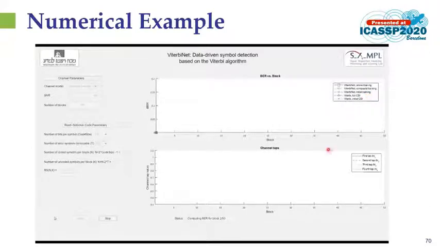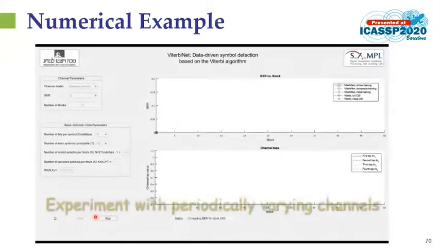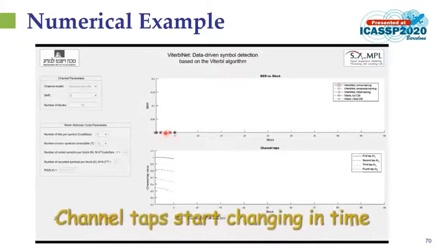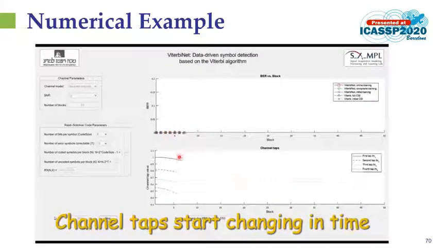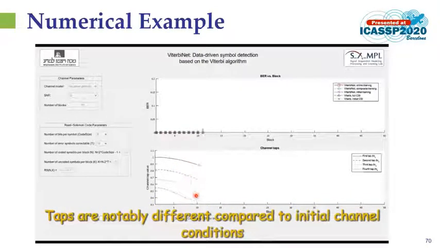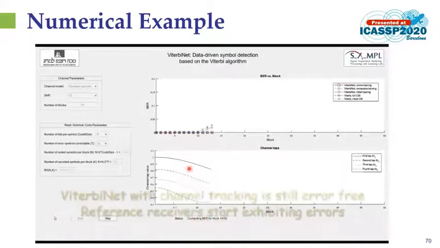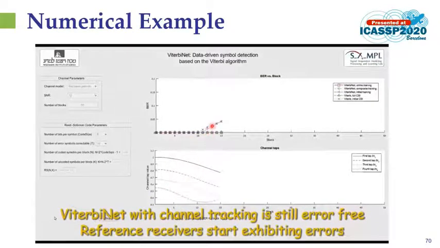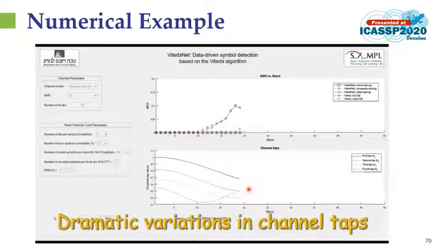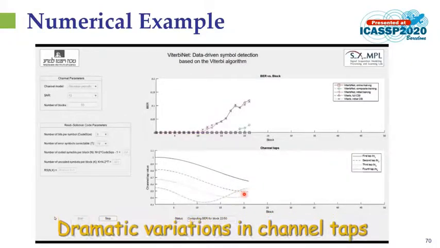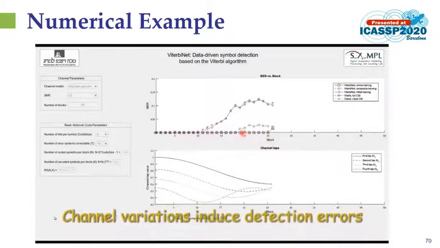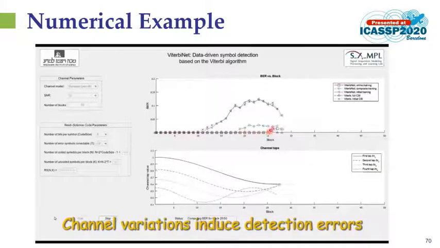and Viterbi, which only knows the first channel. So let us begin. What we are going to see here in this upper plot is the bit error rate of all those detectors per block. And in the lower plot, we see the taps of the channel and how they change. As we can see, the taps start changing in time, and at some point they become notably different from the initial channel taps, and then we start seeing errors in the initially trained ViterbiNet and in Viterbi with only initial channel state information. At some point, we can see that the channel is much more attenuated compared to the initial channel, and then we start seeing errors appearing, but still we are able to track the channel online using ViterbiNet.